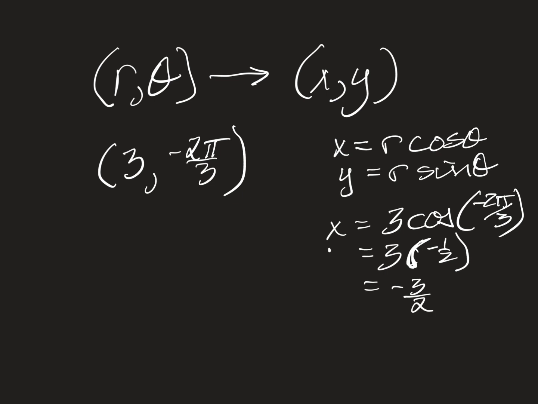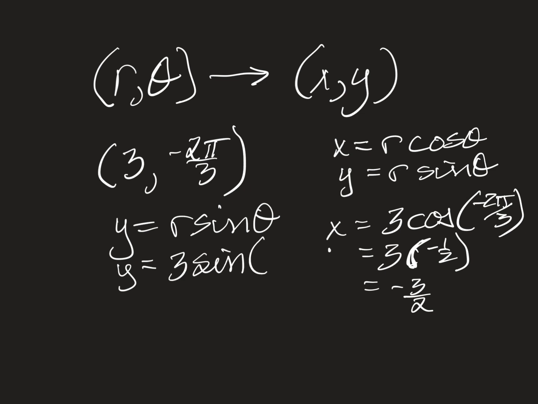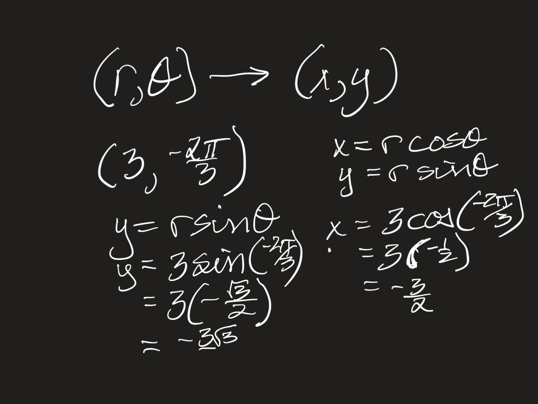And then we can do the y value. y equals r sine theta. So y equals 3 times the sine of negative 2 pi over 3. Now sine is also negative in the third quadrant, so this will be 3 times a negative square root of 3 over 2 for the pi over 3, because sine of pi over 3 is square root of 3 over 2. And then this gives us negative 3 square root of 3 over 2.